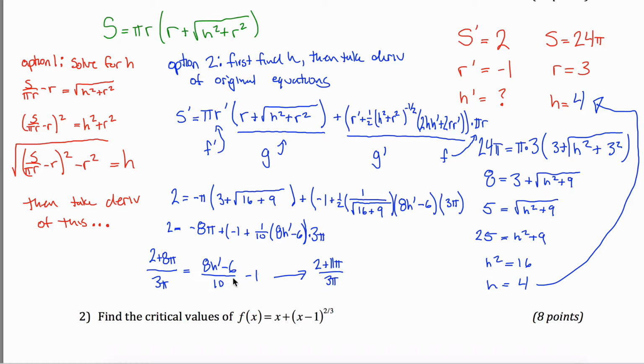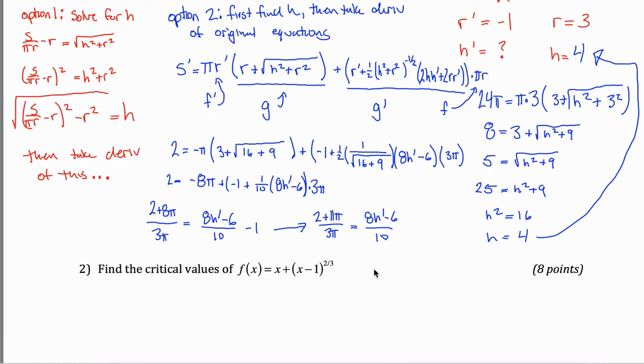I'm adding 1 to both sides of the equation, but really I'll think about that 1 as 3 pi over 3 pi, so that when I add that, I get an extra 3 pi in the numerator, which gives me this 11 pi. Anyways, that's equal to (8h prime minus 6) over 10. So if I multiply both sides by 10, I get 20 plus 110 pi over 3 pi equals 8. Why is this not working?